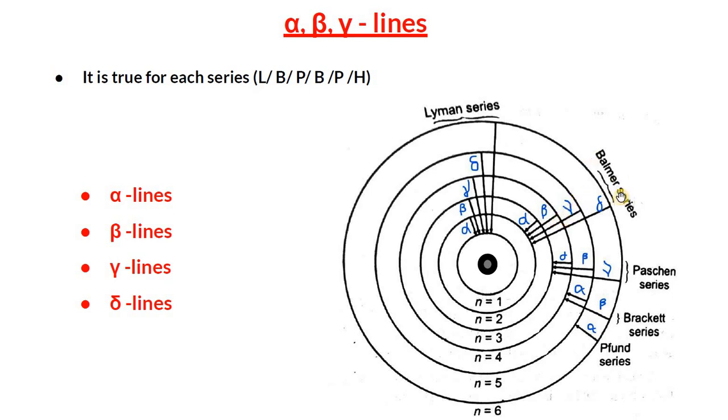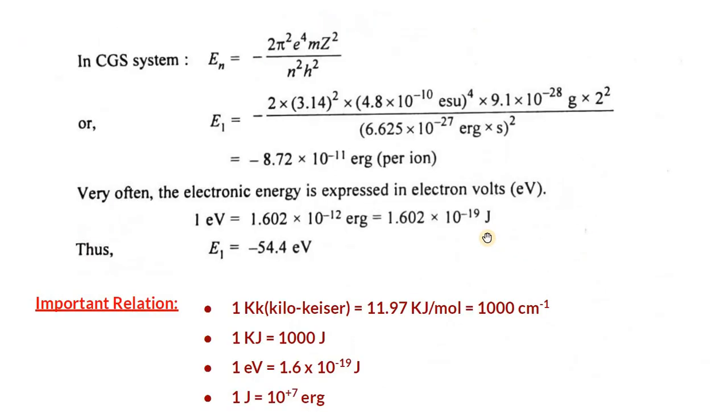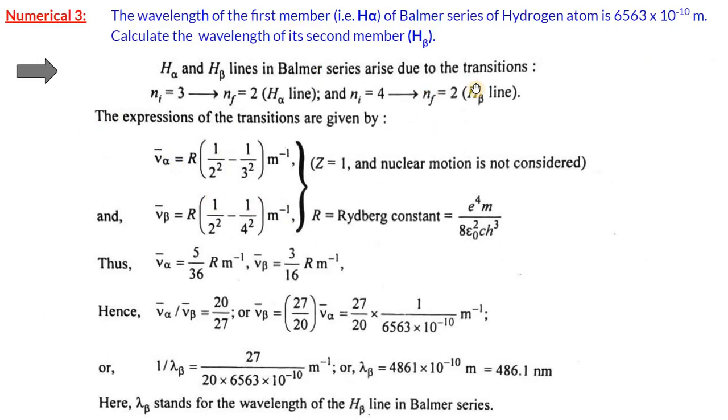So this is the Balmer series, that means this one. The alpha line means the transition from n equals 3 to n equals 2, and its wavelength is given. You have to calculate the wavelength for n equals 4 to n equals 2. The transition n equals 3 to n equals 2 is the H alpha line, and n equals 4 to n equals 2 is the H beta line. So you have to get the wavelength for this transition.